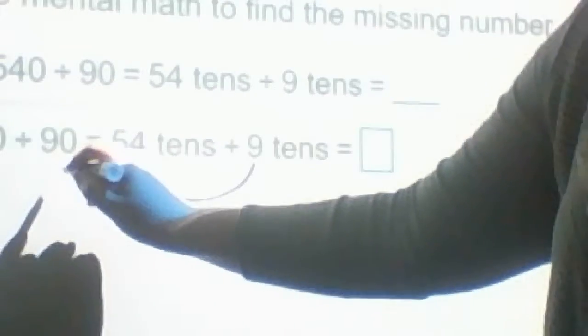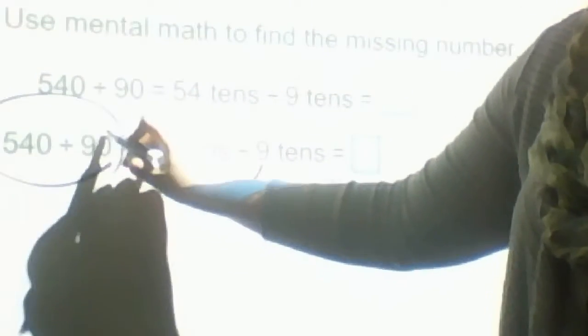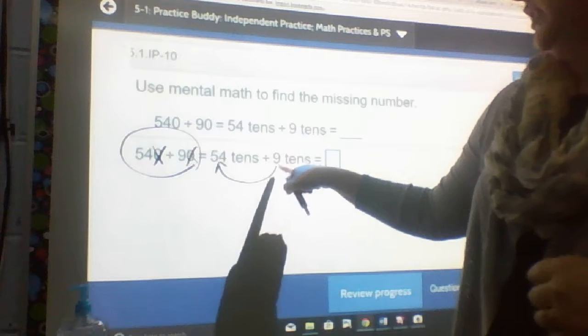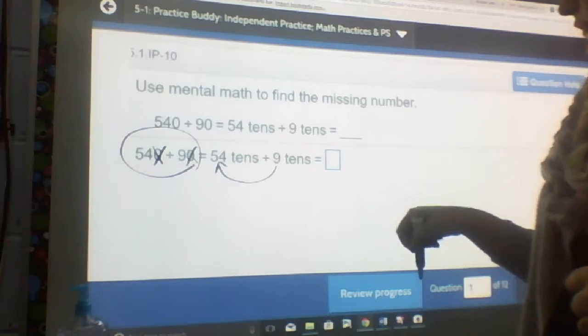Our first question asks us to find how many times 9 is going to go into 54. So we're taking this original problem and ignoring zeros. Now I just have how many times 9 can go into 54.